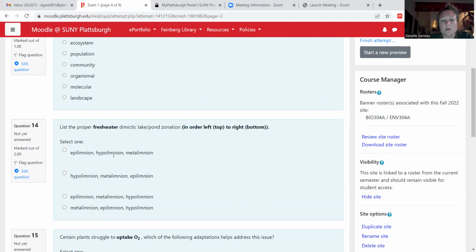And then we look at the two that are options here. Hypo is under, right? So that's actually the bottom layer. So we can eliminate this first one, and we would be focused here. So epilimnion on the top, meta in the middle, and hypo down at the bottom.